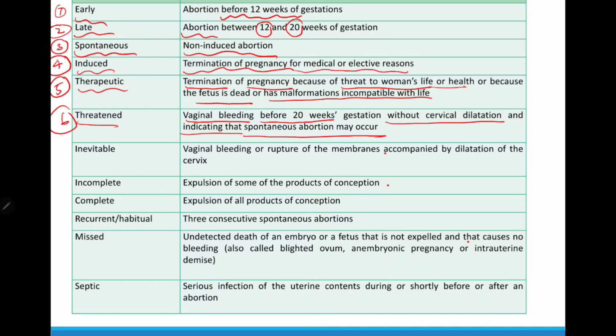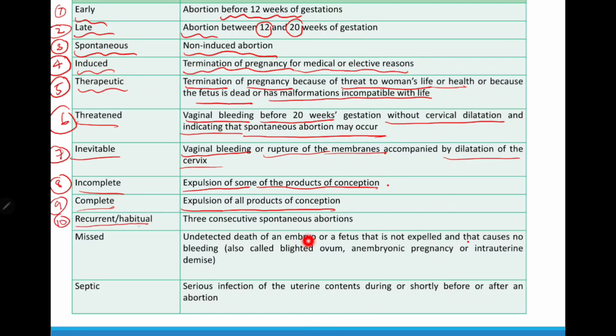Threatened abortion means vaginal bleeding before 20 weeks of gestation without cervical dilatation and indicating that spontaneous abortion may occur. Next one, inevitable abortion. That is also vaginal bleeding or rupture of the membranes accompanied by dilatation of cervix. Then you have incomplete abortion, expulsion of only some of the products of conception. And then complete abortion is expulsion of all the products of conception.